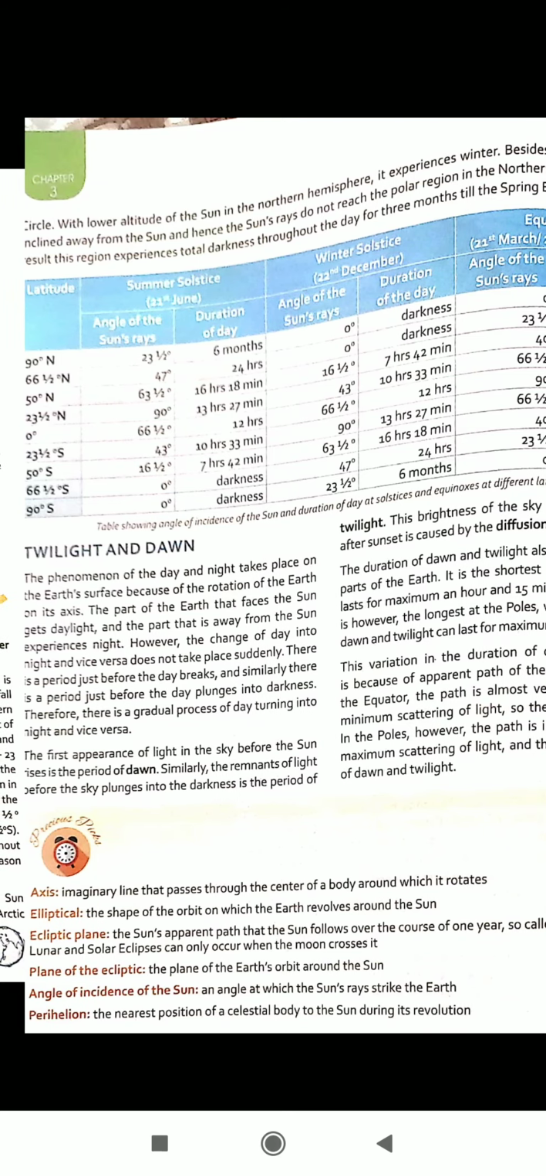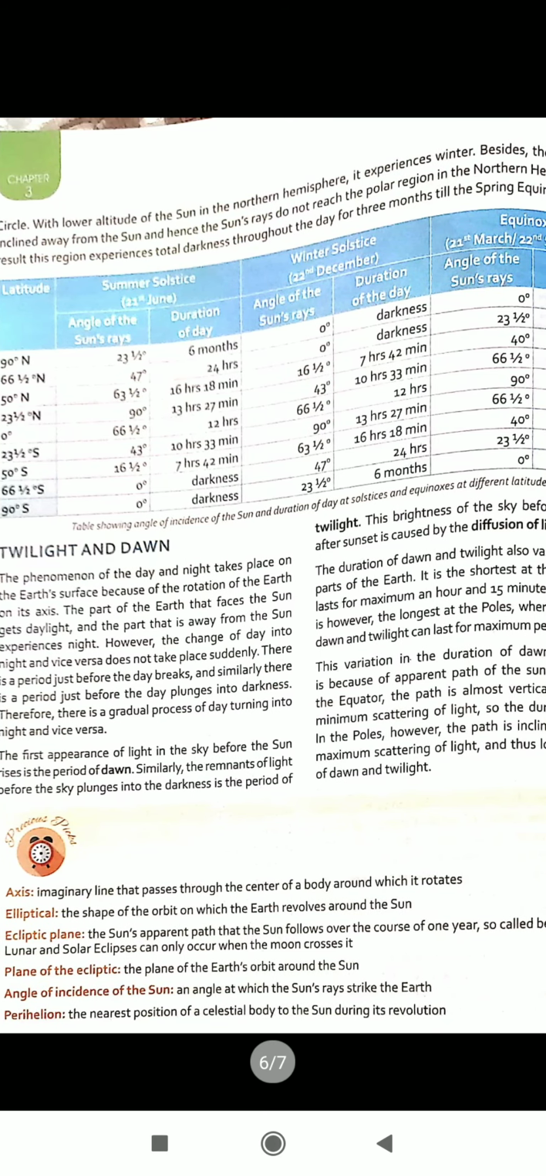Angular inclination, or incidence of the sun: the angle at which the sun rays strike the earth. Perihelion: the nearest position of a celestial body to the sun during its revolution. Aphelion: the farthest position of a celestial body from the sun during its revolution.